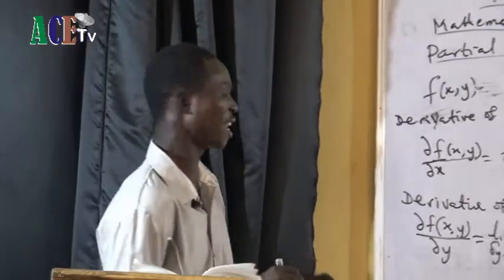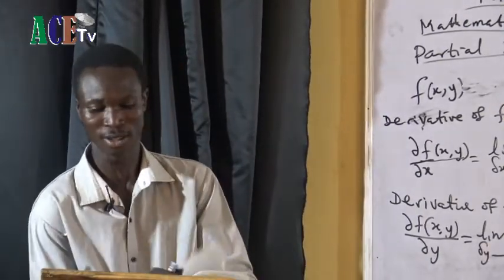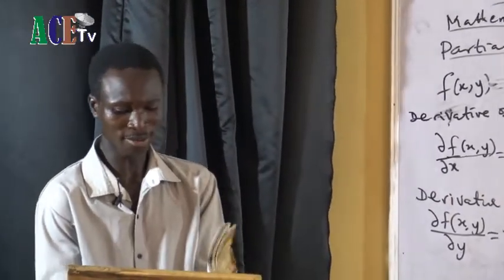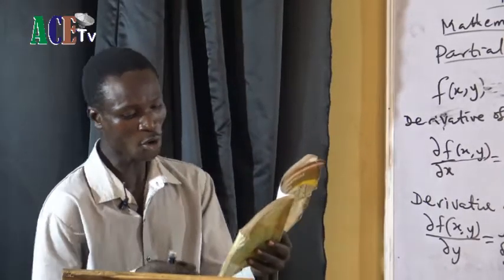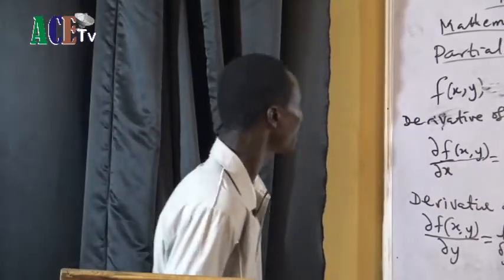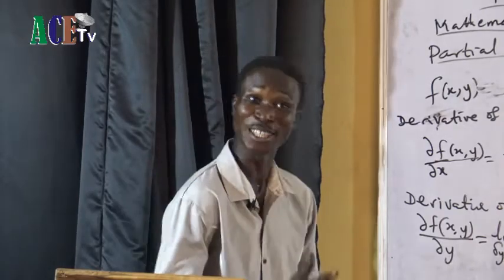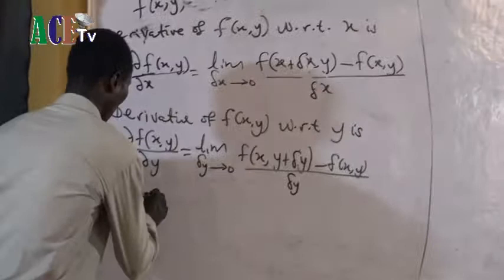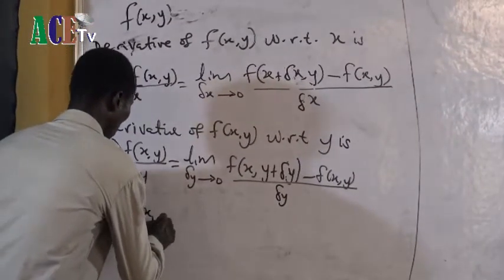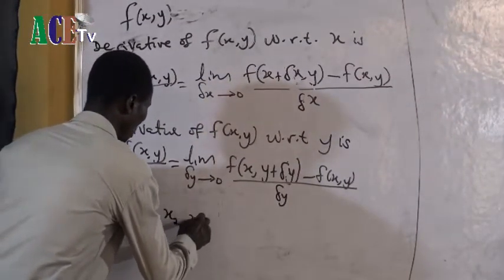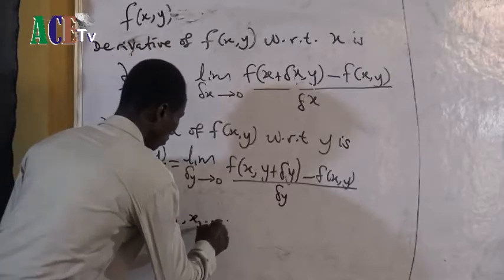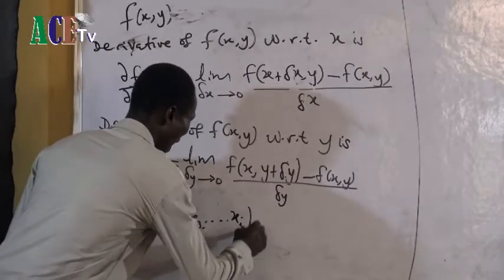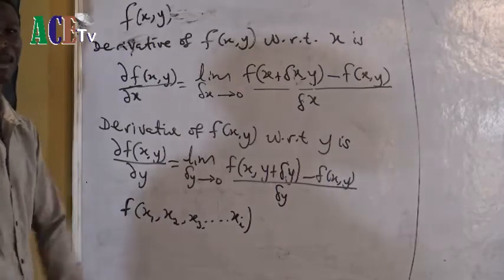But in this case, let us consider some notation for this block. Yes, if I have many variables, more than 2, I can have many of them. Let's assume I have f of x1, x2, x3 to xi. Many of them.